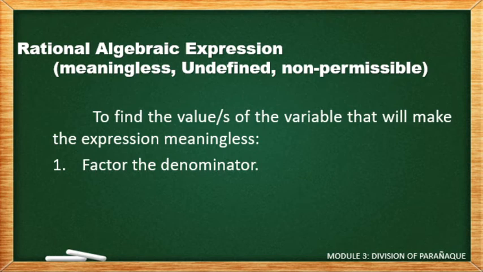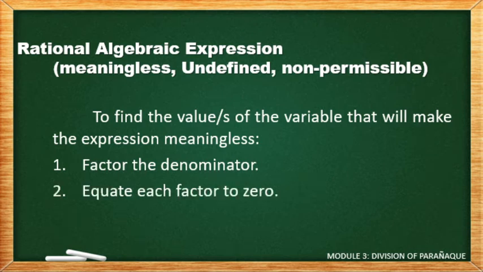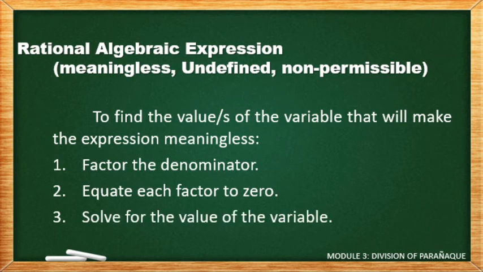Yung P of x, that's our numerator, and Q of x, that's our denominator. So, para lang siyang fraction form. So, sabi daw, factor the denominator. Next, equate each factor to 0. And last, solve for the value of the variable.